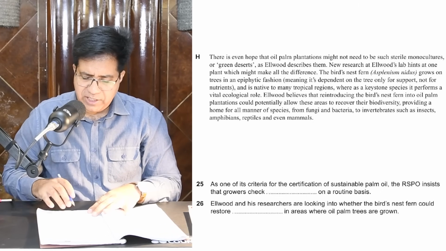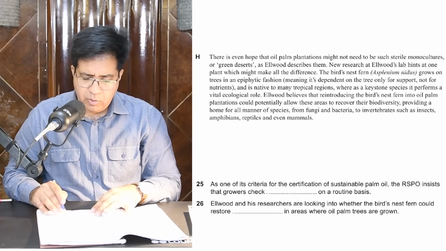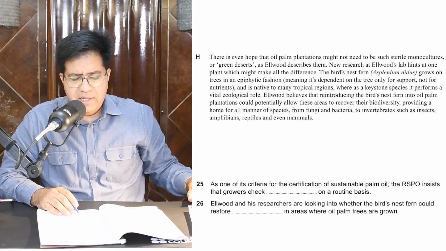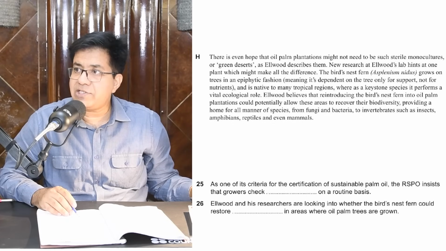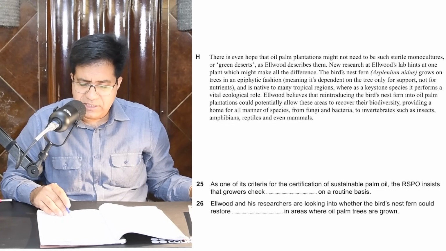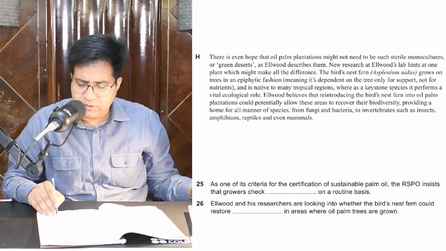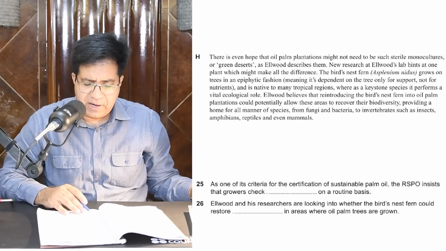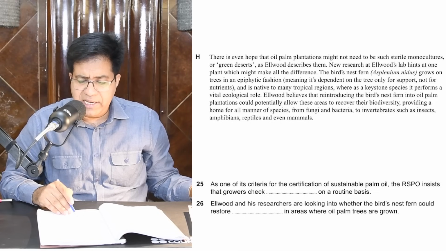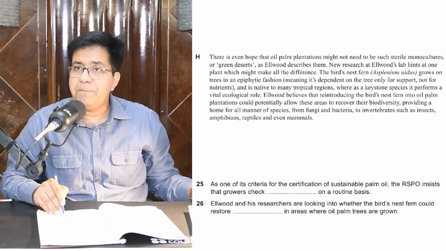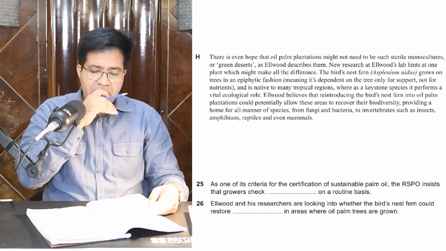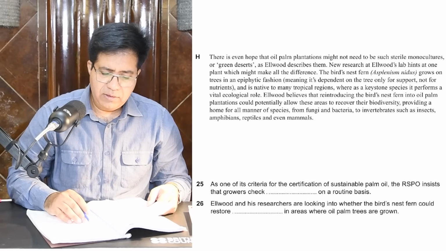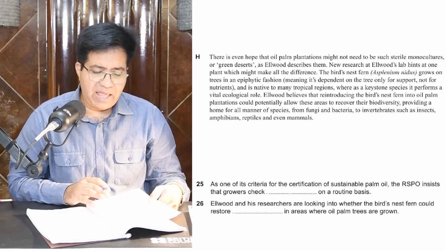Look for bird's nest fern. Last paragraph, and you can find bird's nest fern. I'm reading it from the fourth last line. Elwood believes. Found it? Paragraph H, fourth last line. Elwood believes that reintroducing the bird's nest fern into oil palm plantations could potentially allow these areas to recover their biodiversity. Recover. What is the word for recover? Restore. Excellent. And the answer is biodiversity.